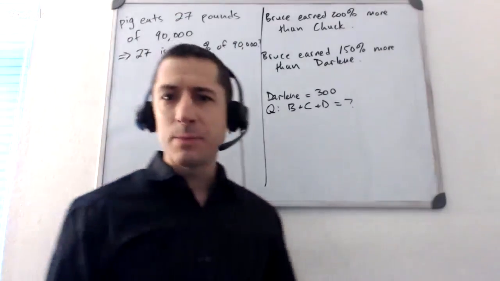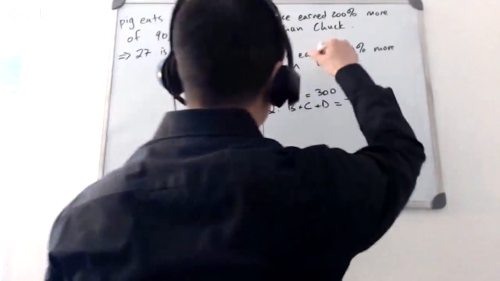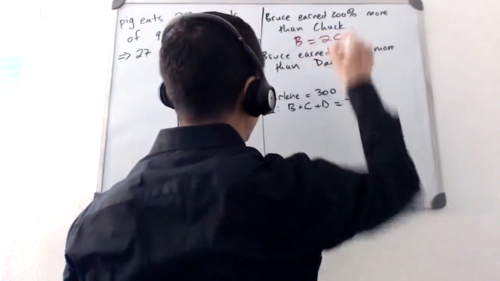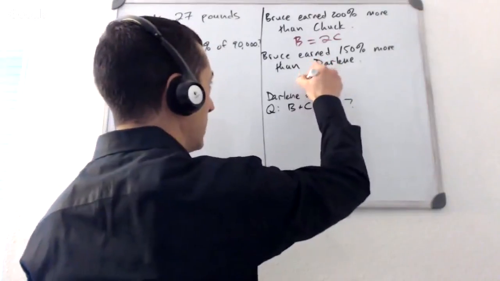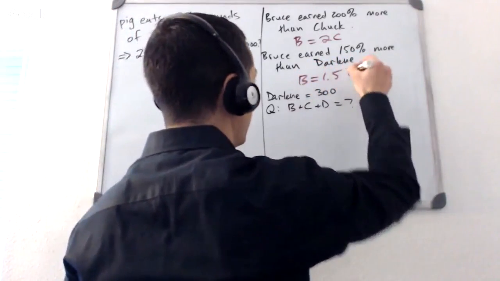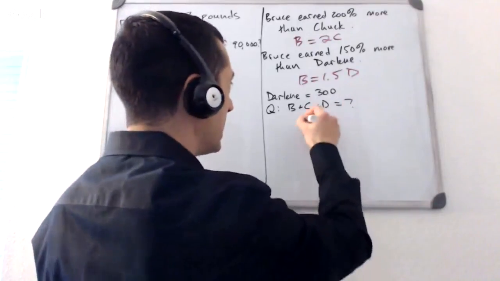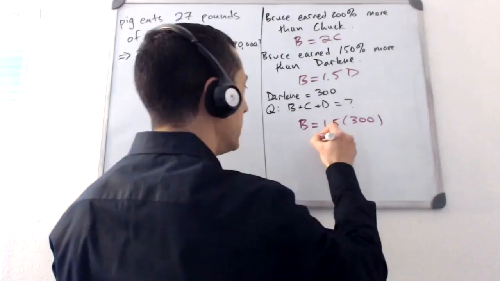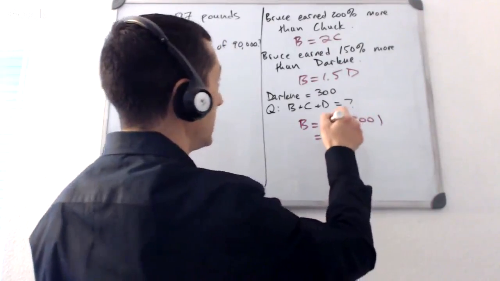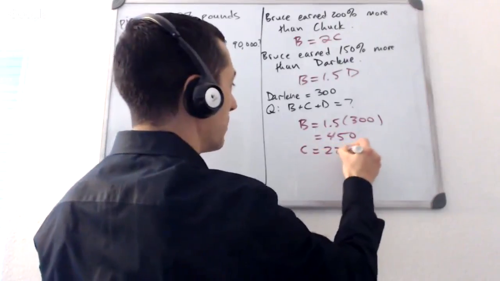Let me show you what most people's instinct is here. So Bruce earned 200% more than Chuck, easy enough. B equals 2C. Bruce earned 150% more than Darlene. B equals 1.5D. Well, easy enough. We know D equals 300. We can start punching that in. So B equals 1.5 times 300. I think that's going to give us 450. That means Chuck over here is going to be 225.